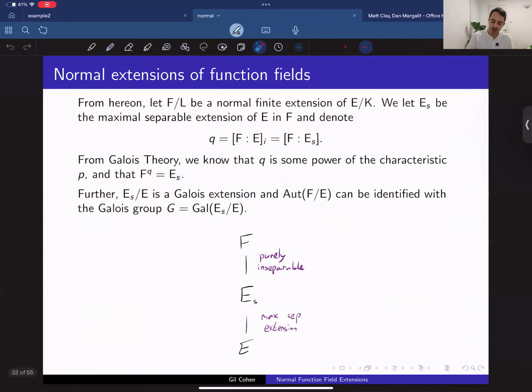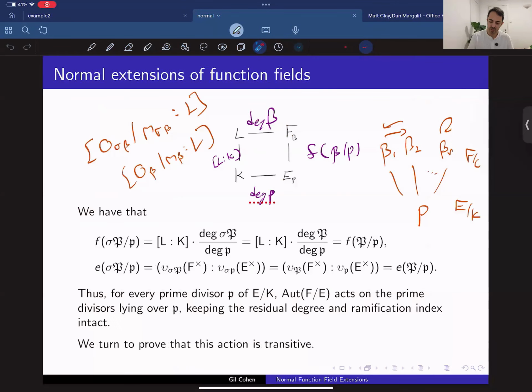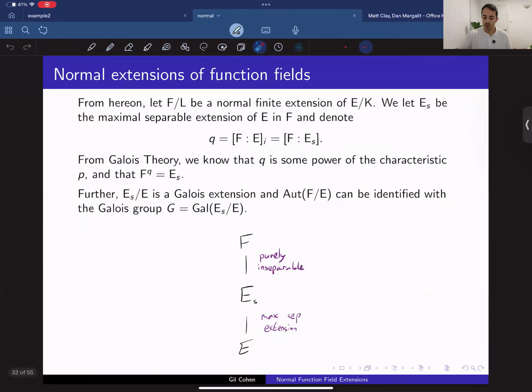And if we go back for a second to what we did last time, I need to remind you of something about Galois theory, which you know, and if you don't know, I talked about it in the recap videos. I think it was 8.5 in the numbering that I have on YouTube. So say F over L is a normal, as in our case, finite extension of E over k. We are going to denote by E sub s the maximal separable extension of E in F.